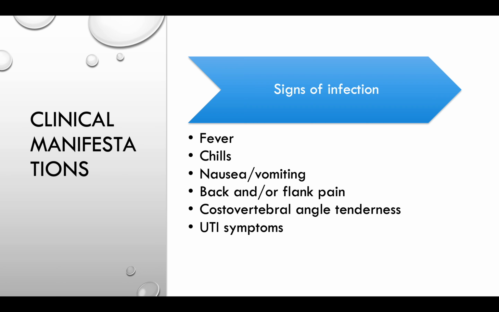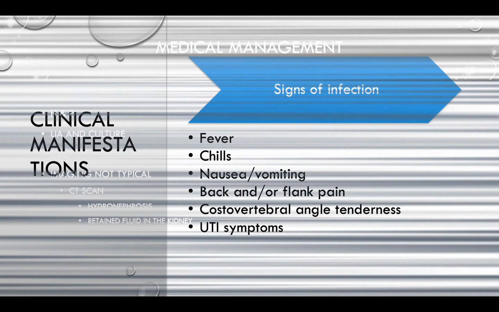Also back or flank pain. Now your flank is in that kind of costovertebral angle. If you reach your hands around your side and put them right there where your kidneys are, that's your flank, and where you would palpate for costovertebral angle tenderness. But essentially, you're going to see more of a systemic sign of infection in that nausea and vomiting.